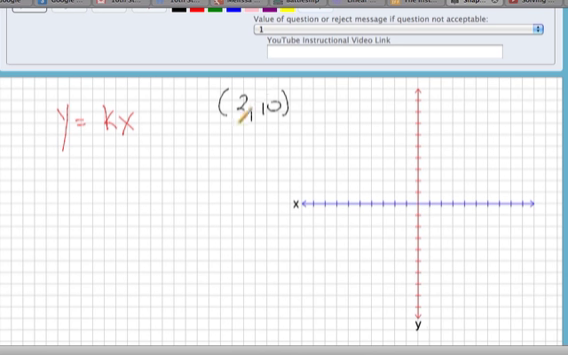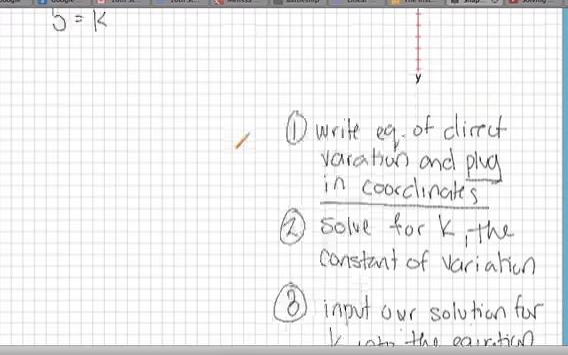When we plug in 2 for x and 10 for y, this will be a true statement, is what they're telling us. So I just directly plugged in my x-coordinate and my y-coordinate as they were given to me. k is now almost by itself. Let's get it by itself by dividing both sides by 2. 10 divided by 2 is 5. So it looks like 5 is equal to k.